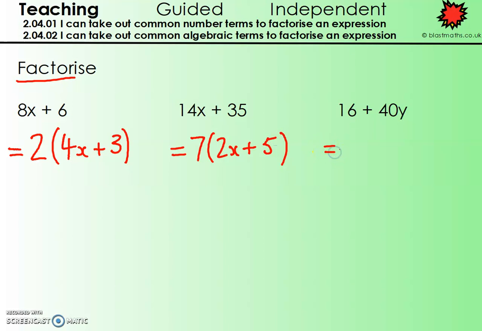Now the last one here, make you think a bit, you've got 16 and 40. Some people might go 4, but actually there's a bigger number which is 8 that you can put in. Now, it doesn't matter that the algebraic term is the second term, it doesn't change the process. 8 times by what will give you 16? 2. And then 8 times by what will give you 40? That's 5, and it's a y term there.